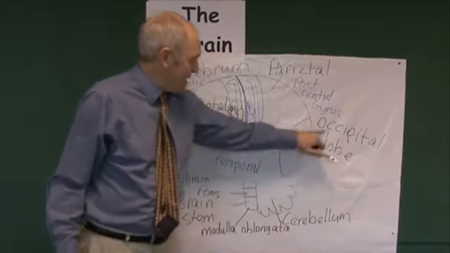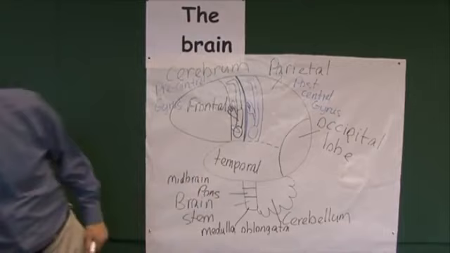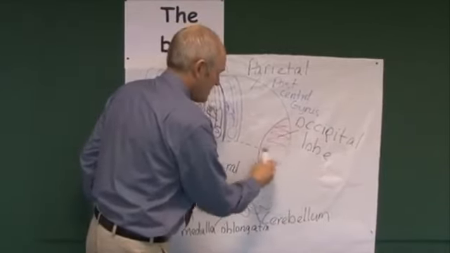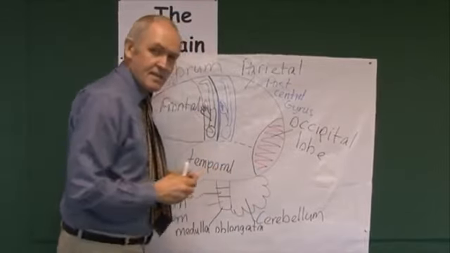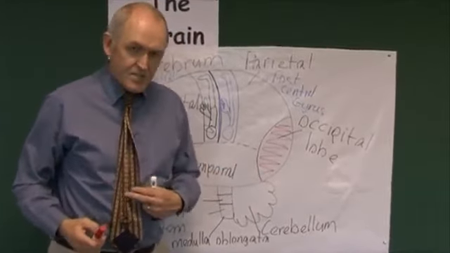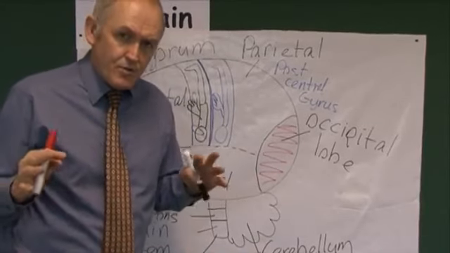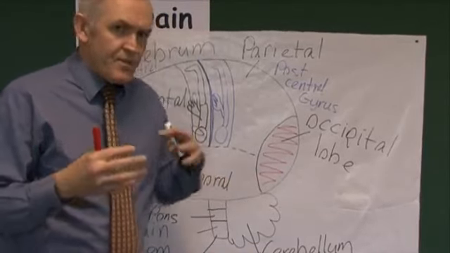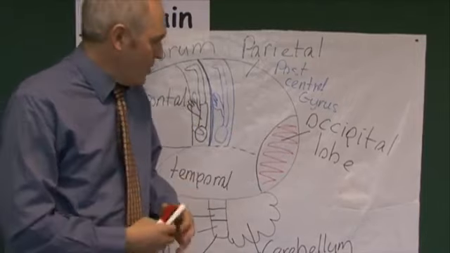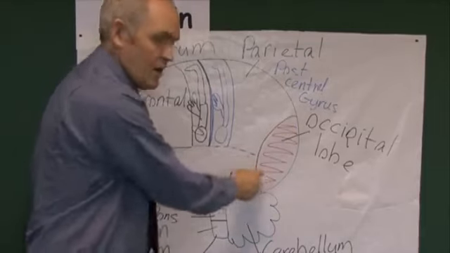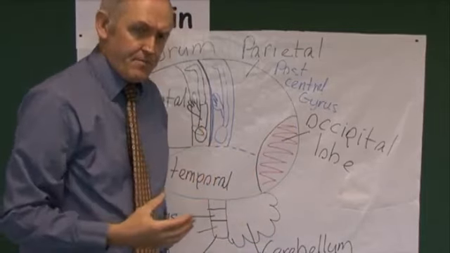Now, as the name implies, occipital is to do with vision. So the occipital lobe generates the sensation of vision. So everything you're seeing now, the colours that you're seeing round about you, this video picture, the world when you look out the window, all of those images are actually generated by the occipital lobe at the back of the cerebrum.